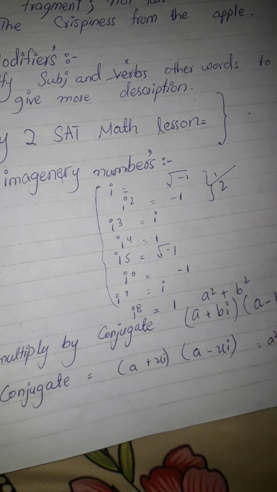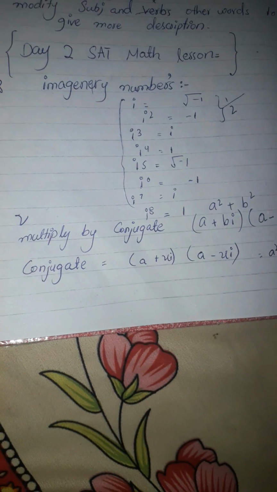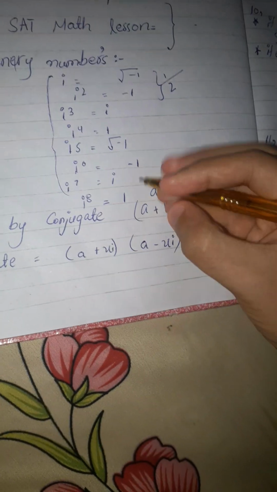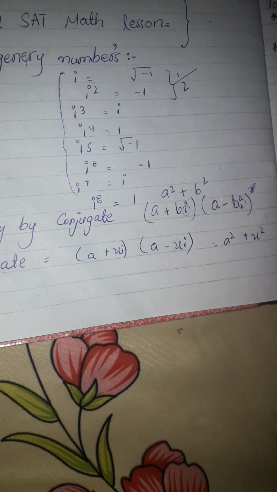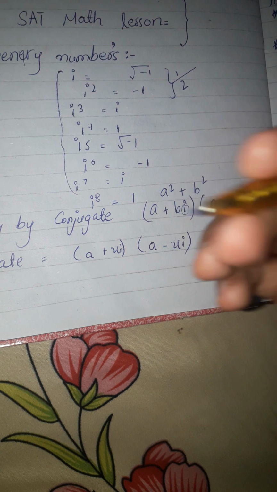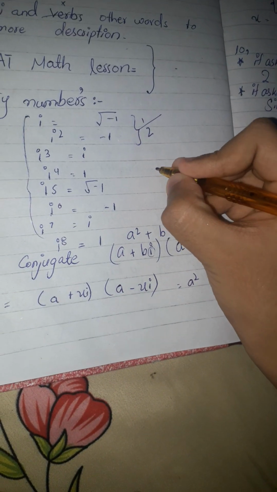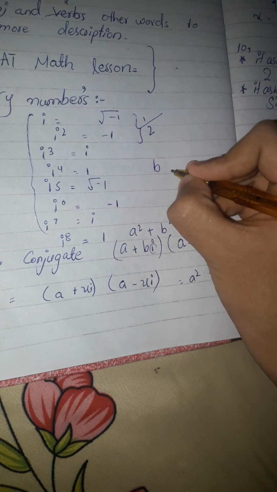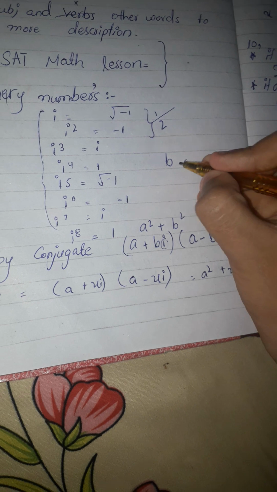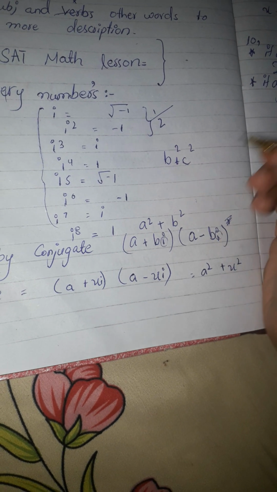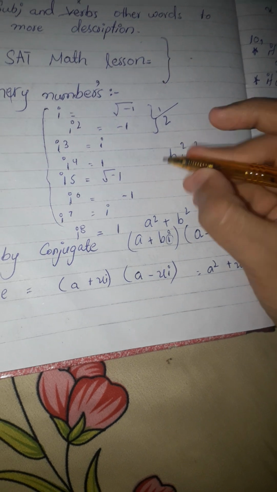Afterwards, let's move upon our second topic, that is multiply by conjugate. Now, what is conjugate? The term iota here is our conjugate. How to multiply it? How to multiply an imaginary conjugate? Now for example, here is an example: b and c, right? B plus c square. How will I write it in a multiply by conjugate?